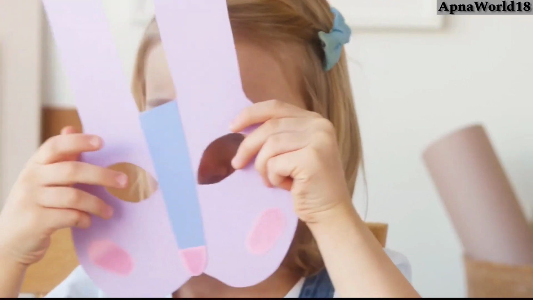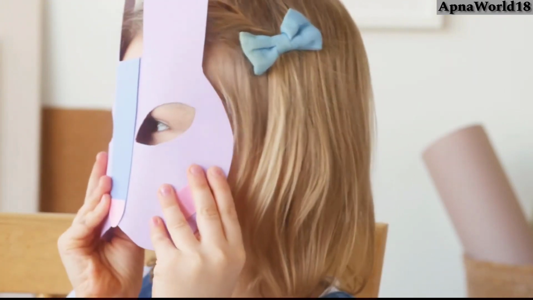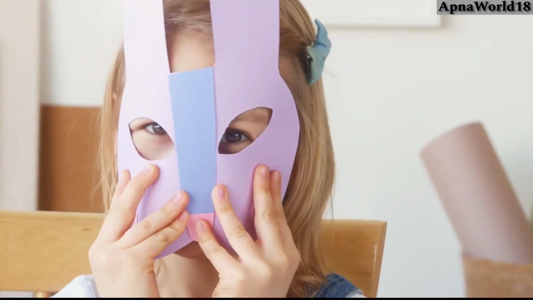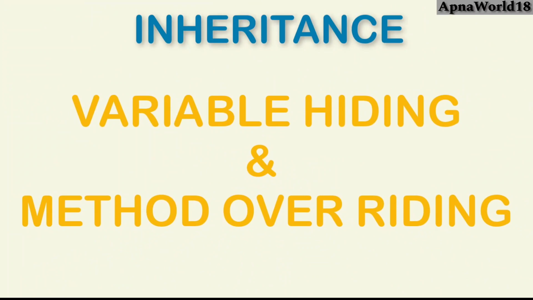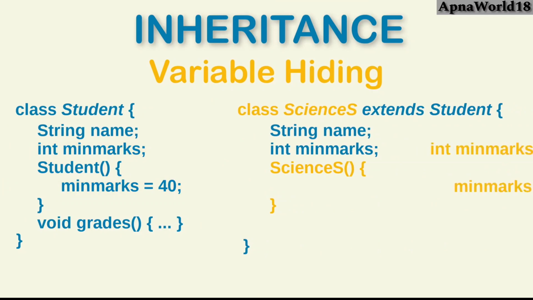Now, many times as a child, we inherit some features which we are not really happy about, and we would rather hide them or provide our own implementation. In OOPS, you can do it by variable hiding or method overriding. Let's take a student class which has a variable min marks, which gives passing marks. If the derived class also declares a variable min marks, then it would effectively hide the base class marks and only the subclass variable would be used. This is called variable hiding.